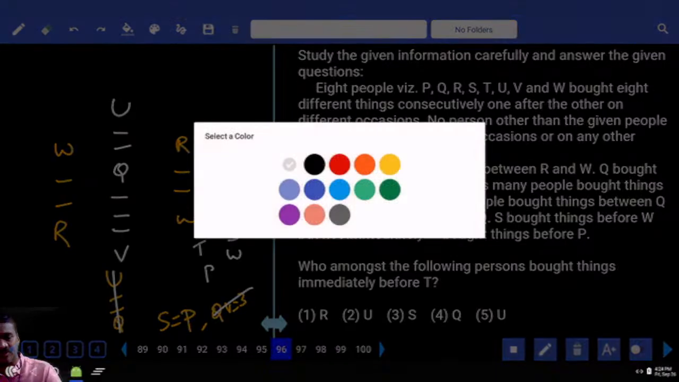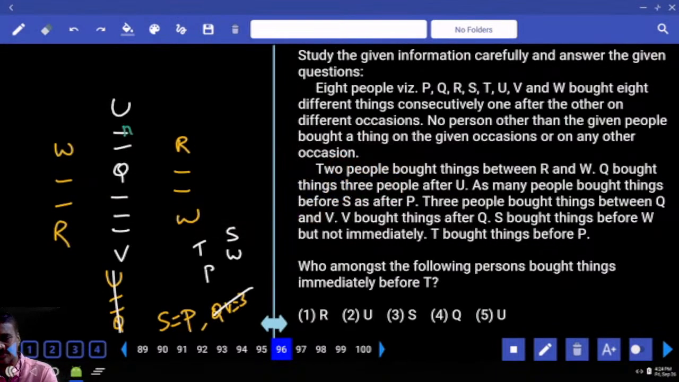Can we have R at this place? R, 1, 2, W will be here. If R is here, and S is before this W, S will be second. Then S and P. S is third from the top, P will be here. There is no place for T. Hence, R cannot be at this place.